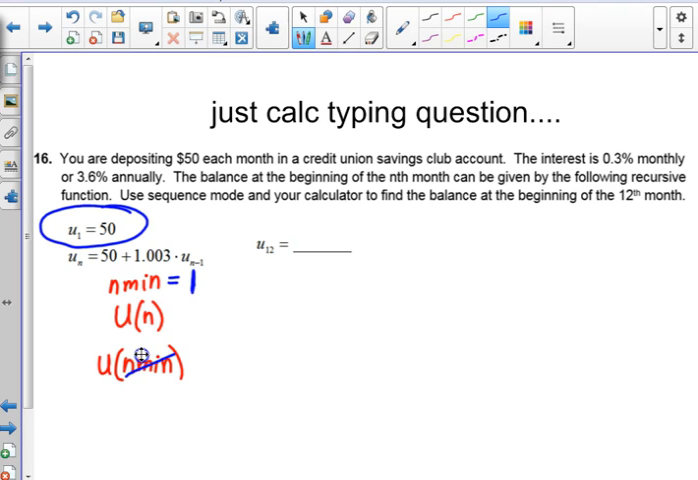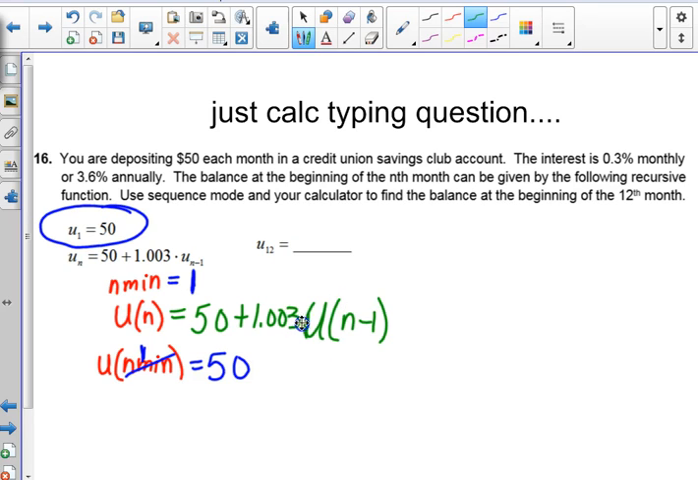Then if we made this a 1, we want to put down in this third line the value of u sub 1, which was 50. In between, it asks for the formula, and that's where you're going to put 50 plus 1.003 times, going to go second 7 to get the u, then parenthesis n minus 1.